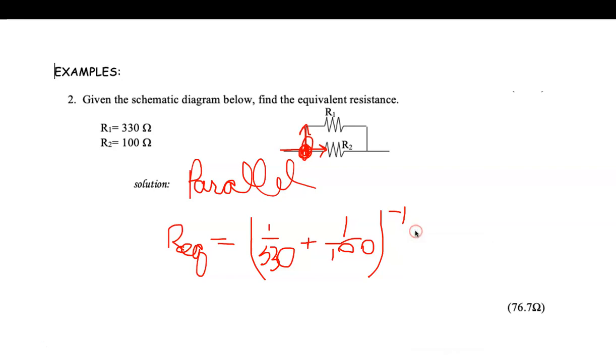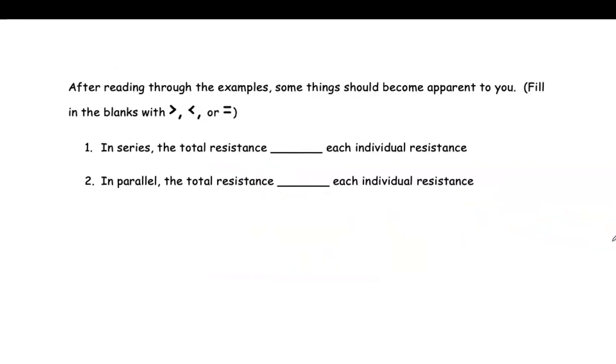When I do that, I am going to get 76.7 ohms. Okay, as you can see, going through this, fairly straightforward. You have the rest of the period, and what you don't finish in class I want you to do for homework, to go through the rest of your examples, okay?